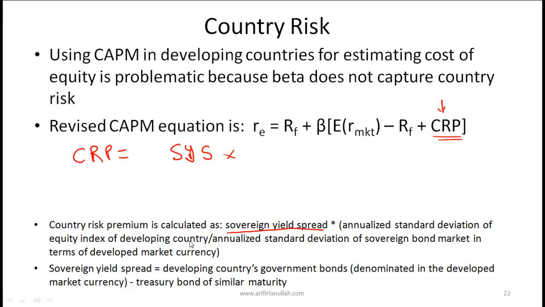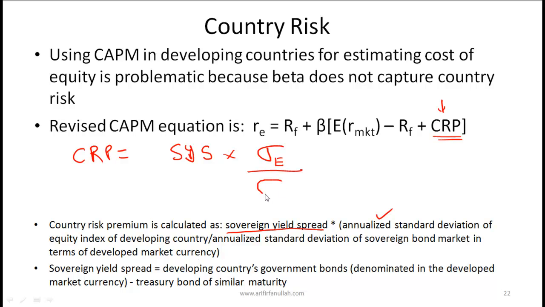So for an American investing in Pakistan, this term is the annualized standard deviation of the equity index. So this would be the standard deviation of the KSE 100. If the KSE 100 index is very volatile, this would be a high number, divided by the annualized standard deviation of the sovereign bond market in terms of the developed market currency.